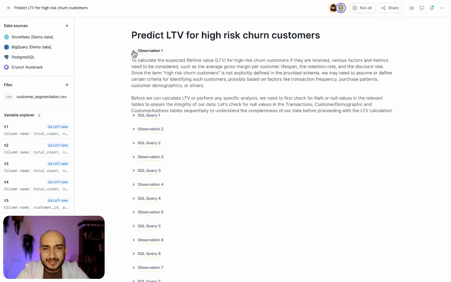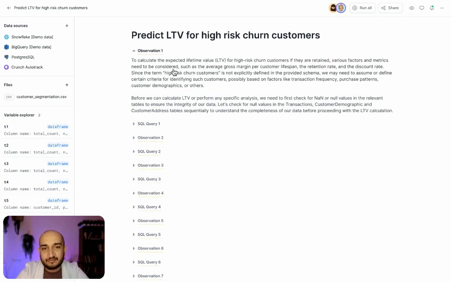So what it says is that, to calculate the expected lifetime value if they are retained, various factors and metrics need to be considered, such as average gross margin, the retention rate, and the discount rate. Since the term high risk churn customers is not explicitly defined, and of course we didn't tell it much in our prompt, we may need to assume or define certain criteria for identifying such customers, possibly based on factors like transaction frequency, purchase patterns, and customer demographic.